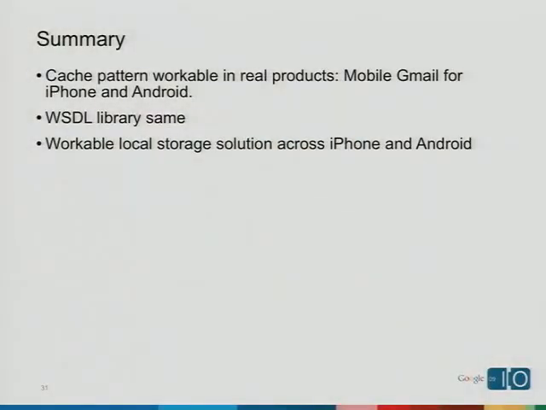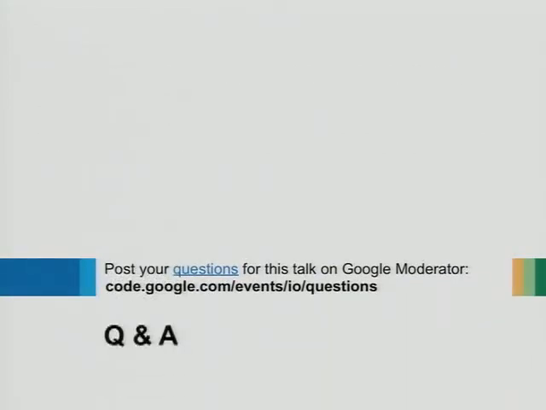So, in summary, the cache pattern is workable in real products. It's actually what we're using in Gmail for mobile. The WSPL library is also workable. If you've used your iPhone with Gmail, this code is live and shipping, so it does actually work. And it does provide a workable local storage solution across both iPhone and Android platform devices. So that's the end of the presentation.